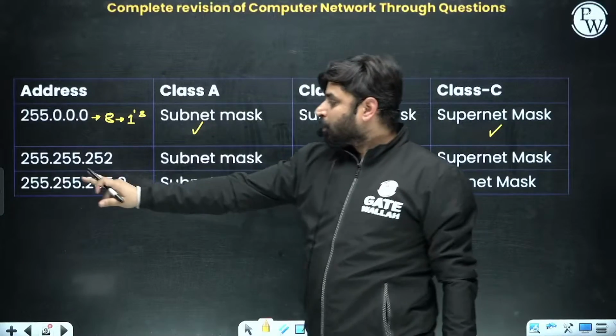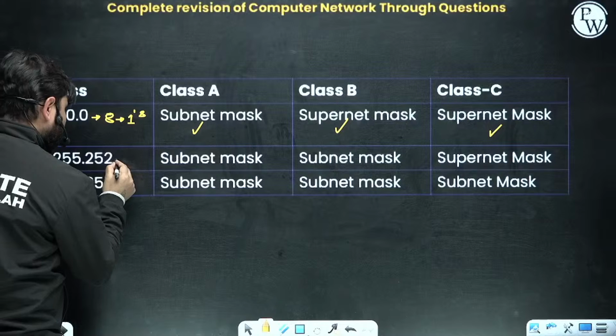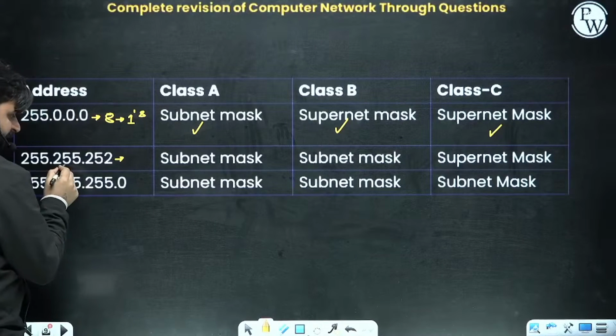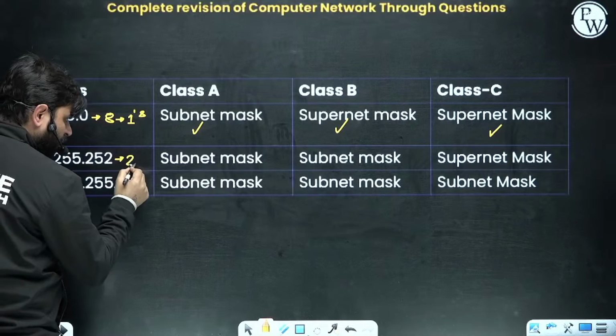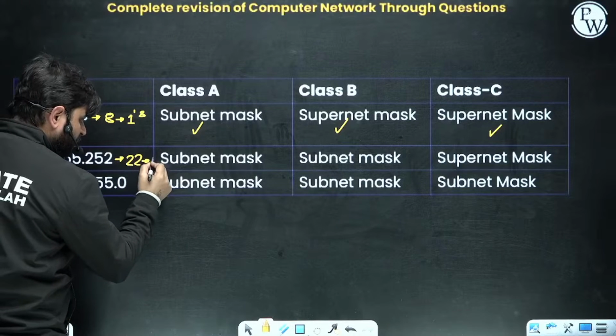Now 255.255.252. How many ones do we have? 8 plus 8, 16. 16 plus 6, 22 ones.